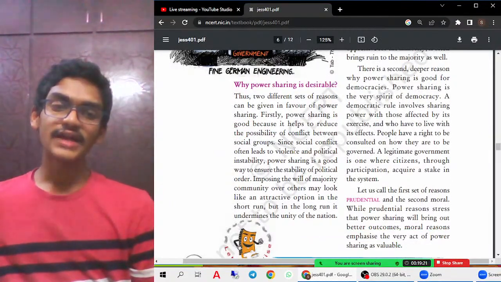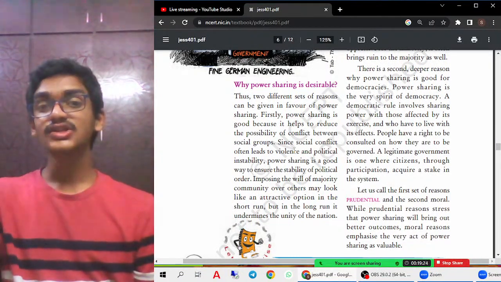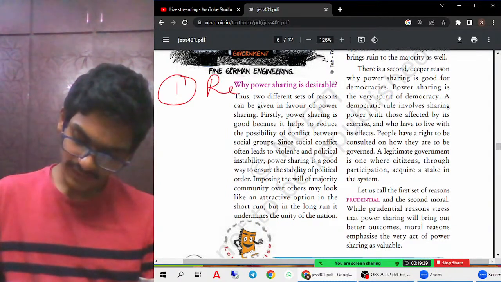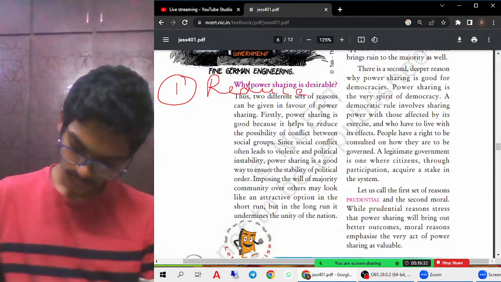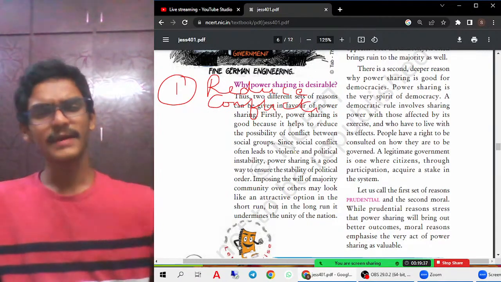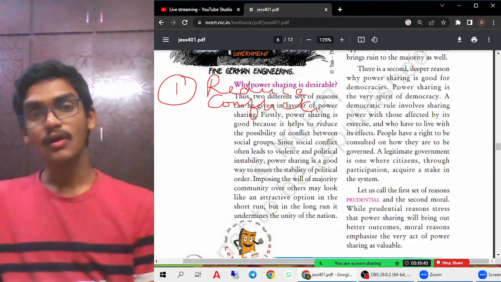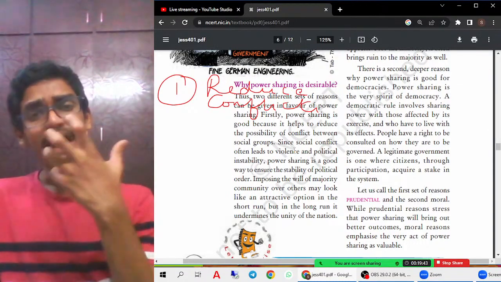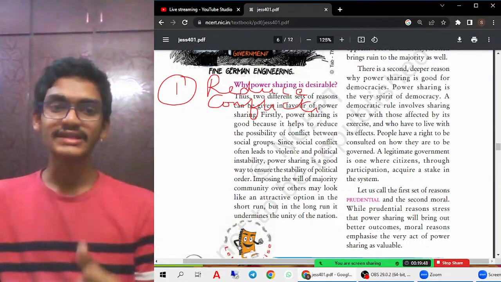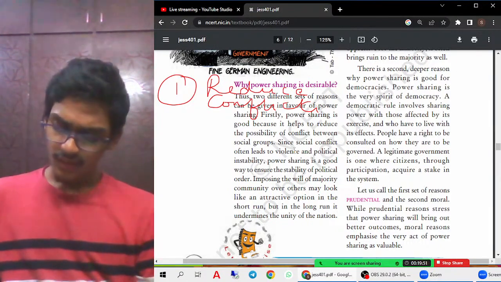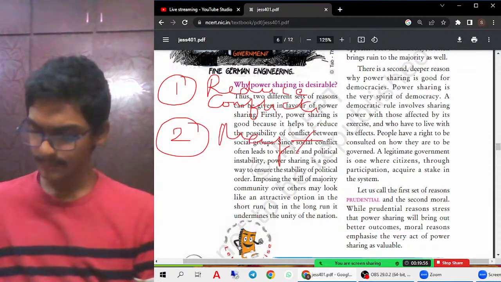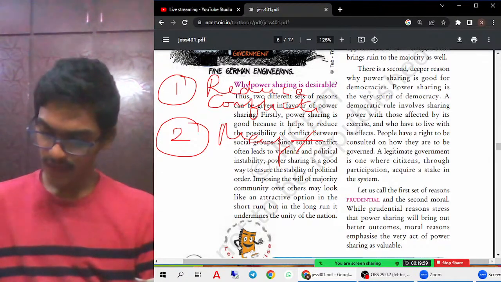Firstly, power sharing will reduce conflicts among the people. In the short run, it seems that the majority ruling over the minority can be a better option. But in the long run, majority rule over the minority will not actually help the majority. This will undermine the unity of the people. This will also cause many wars among the people. Therefore, majoritarianism is a very bad idea. Following a majoritarian form of government is not a good thing.